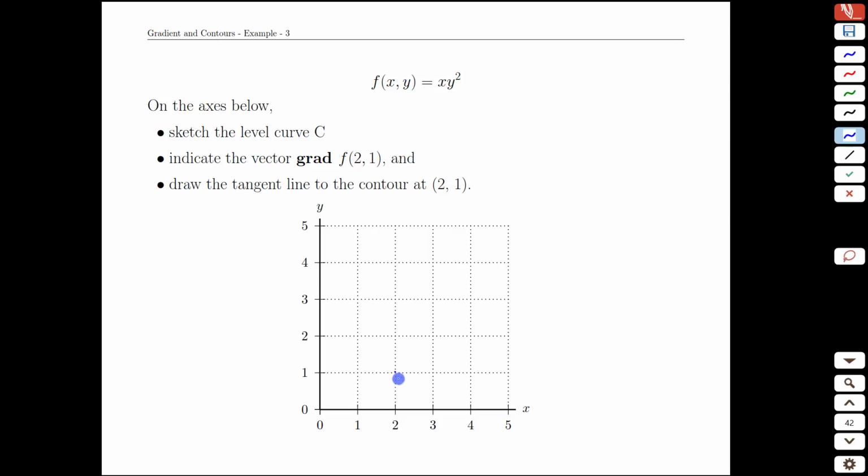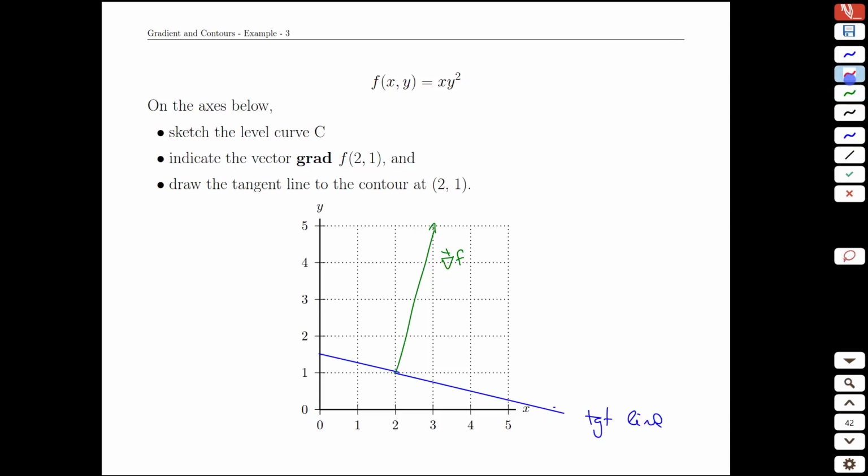We have the point (2, 1), and we have a slope of negative 1/4, which pushes us out to there and there. That would be our tangent line. We also had the vector (1, 4). Well, that would be 1 over and 4 up. So if we were to draw that, it would look like this. That was our gradient vector at the point (2, 1).